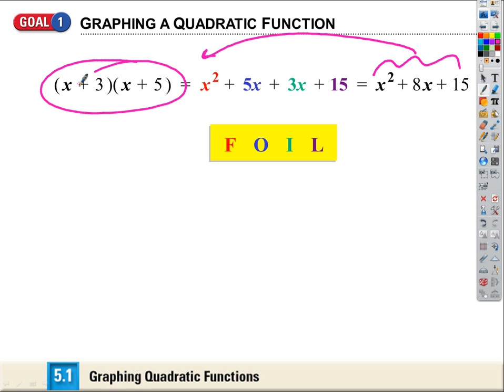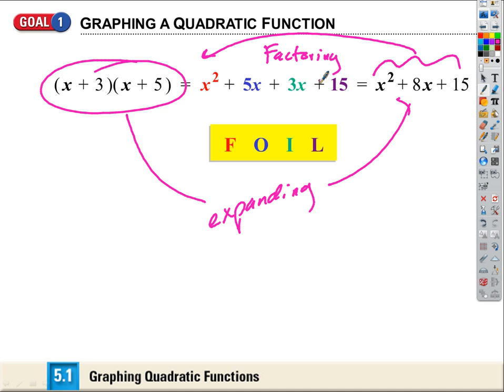That's harder to do in general. The process to go from here to here is called expanding. That's easy. That's just distributing. Going this direction is factoring.